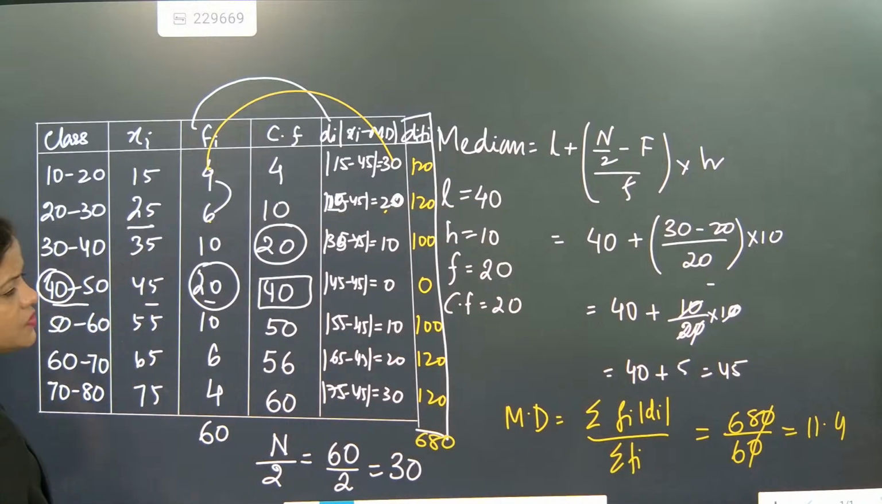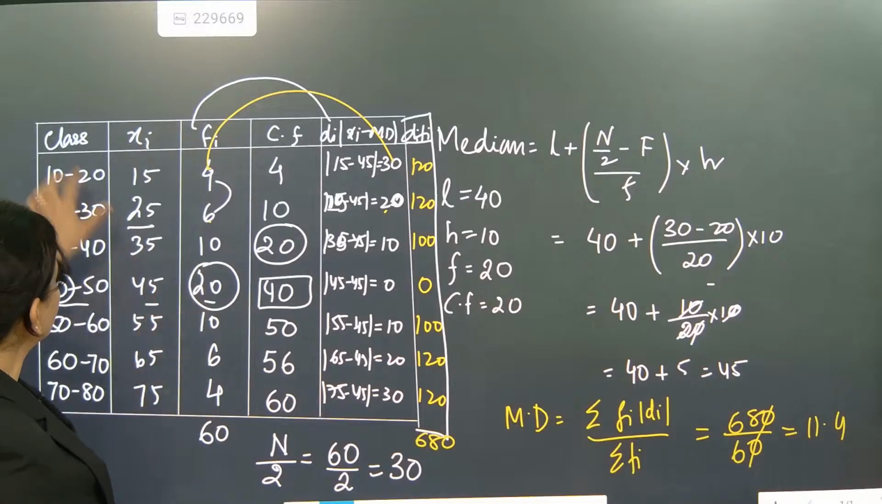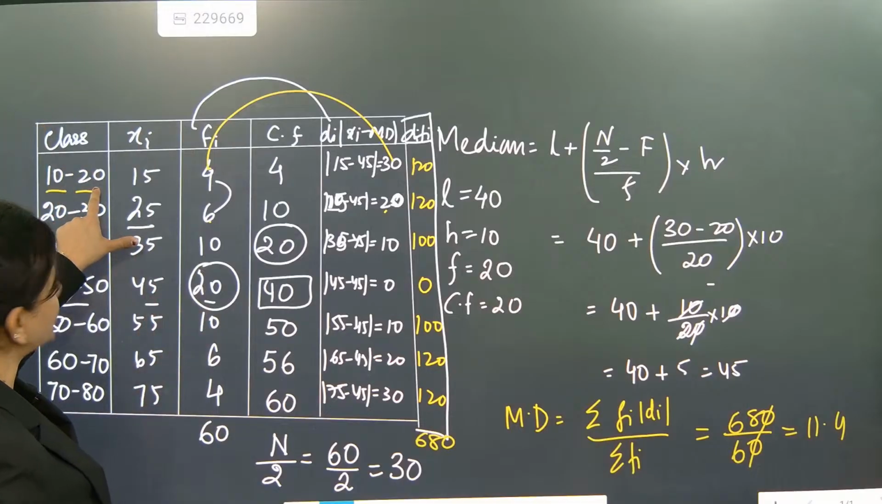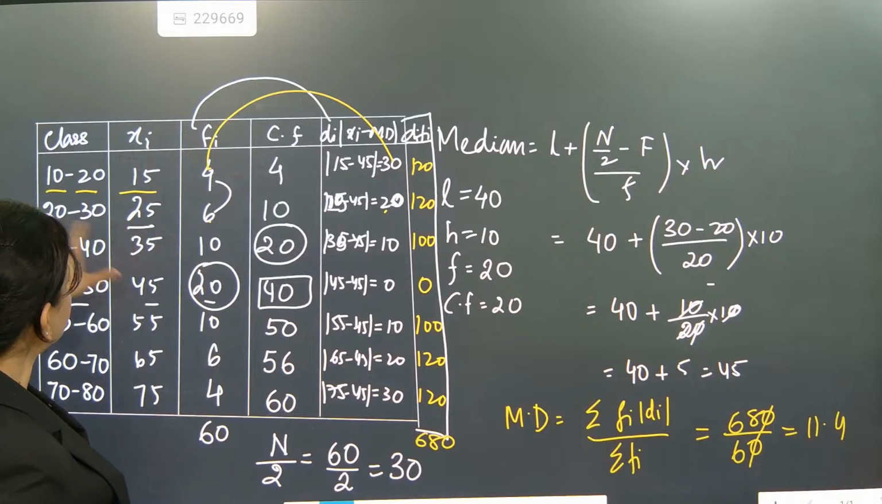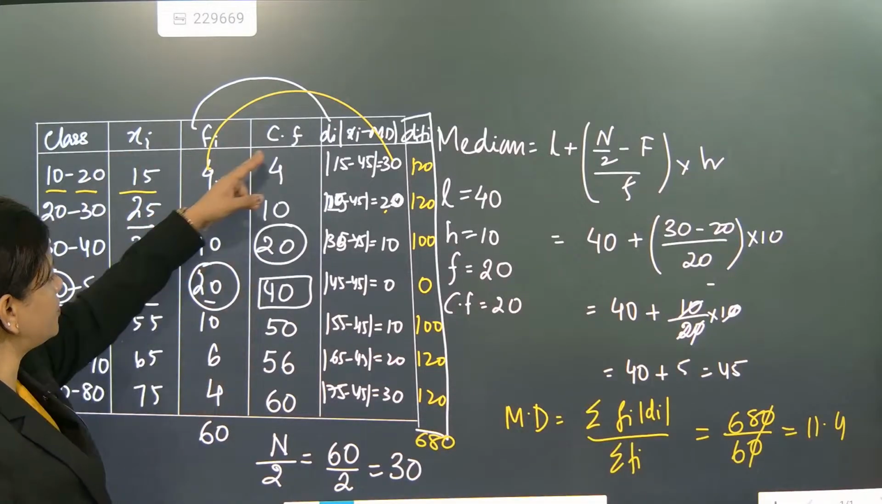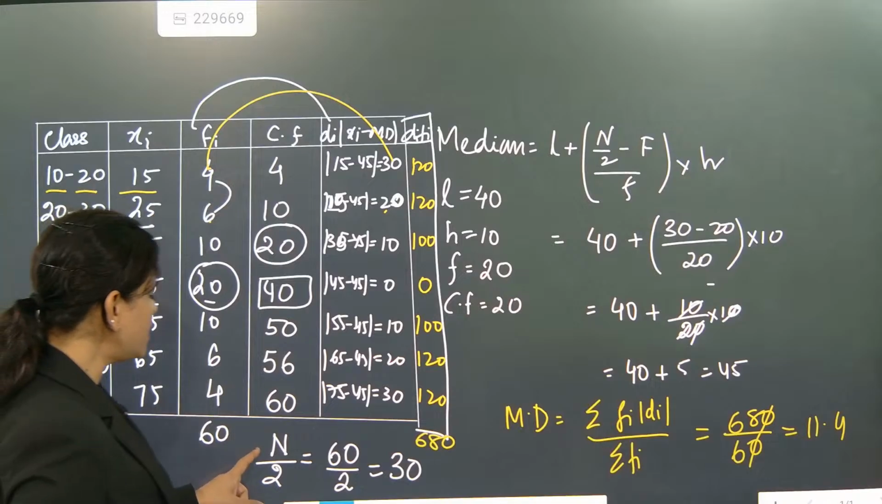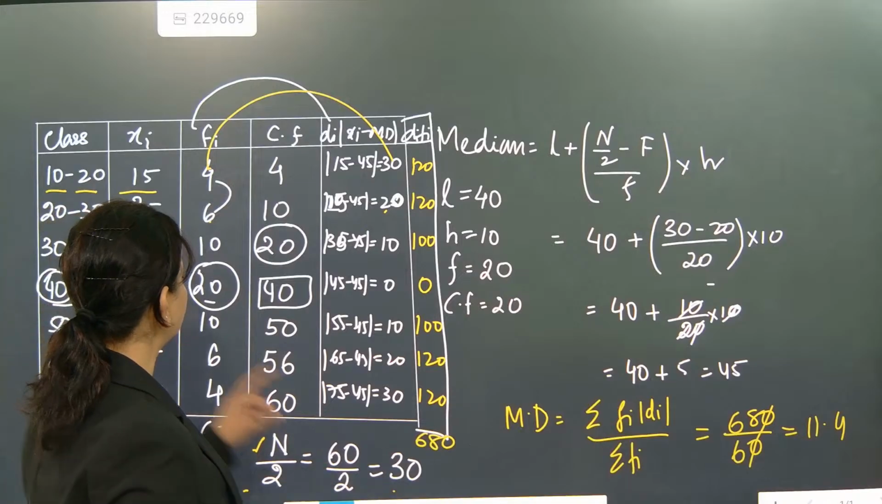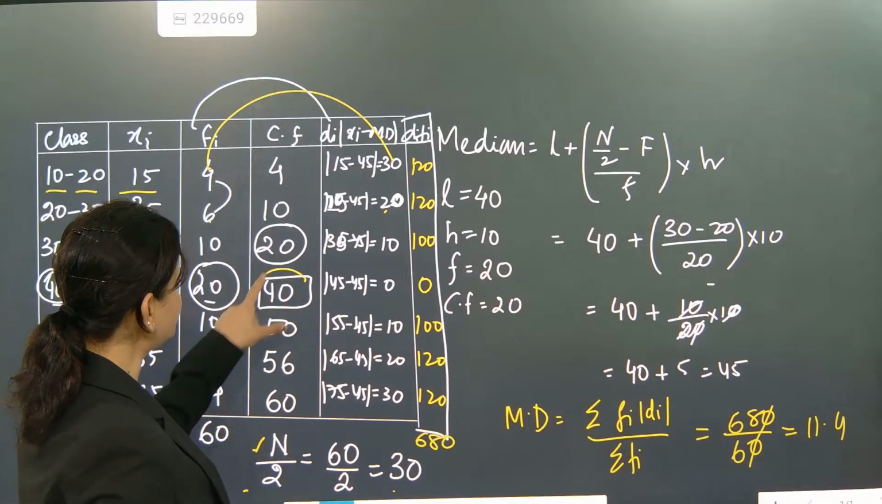Median finding means first type frequency is given. Class interval 10 plus 20, 30 divided by 2 is 15. So now all this part, class, mid value, we have got frequency, cumulative frequency, then n divided by 2 is 30. So the number bigger than 30 is 40.